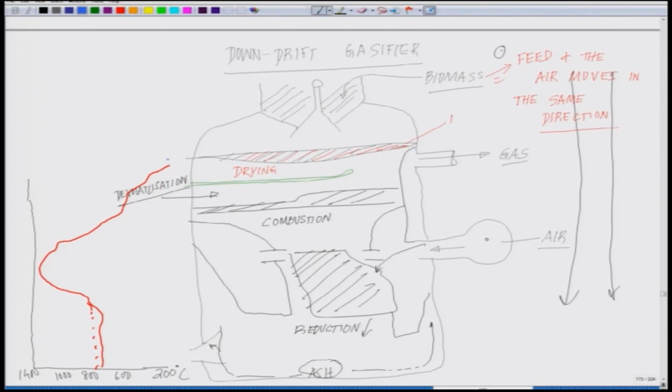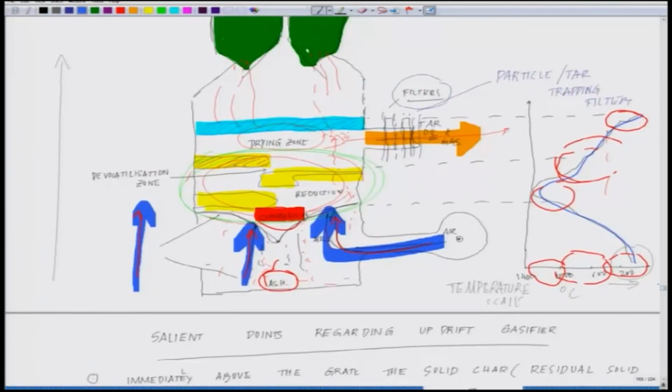So, you see drying started at 200 degree centigrade. As it goes down, this is the zone where the temperature is the highest, where we are talking about between 800 to 1400. But the gas which is coming out is also at a higher temperature. Unlike if you compare this with the previous one, the updrift one, when the gas is coming out, it is at a lower temperature.